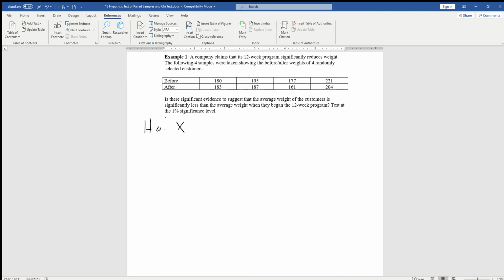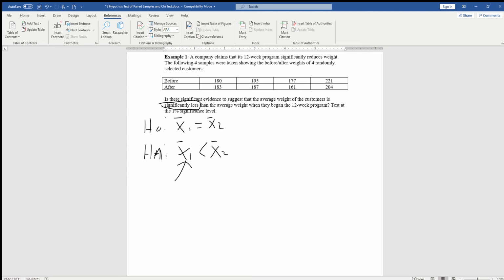We would assume that there's no difference in the averages before and after if there's truly no influence from the program. However, we know that generally if you adhere to a weight loss program you're probably going to lose weight, and we want to see if it's significant. We know that significantly less. All right, so we're going to say X bar 1 is less than X bar 2, and however, we're going to define the 2 groups.